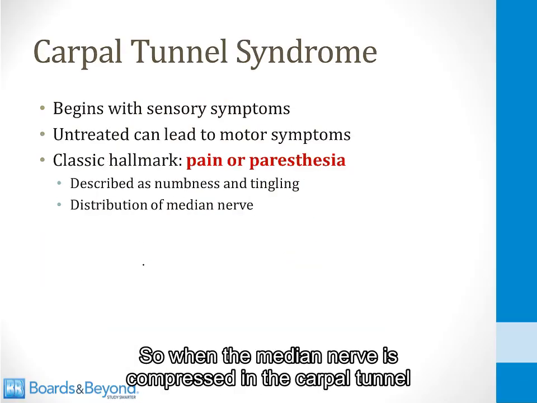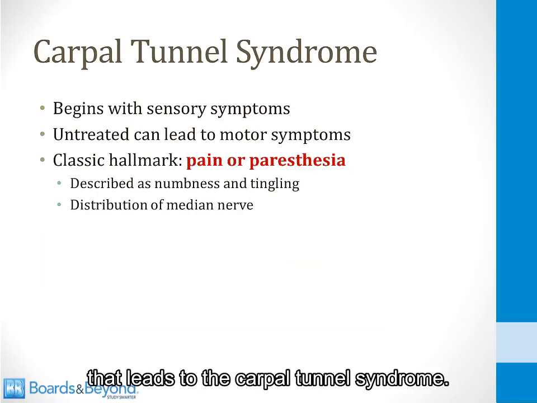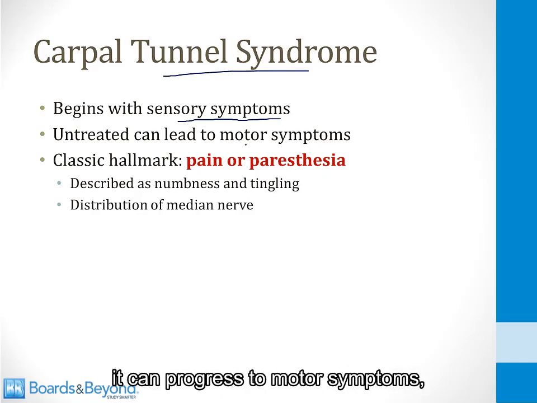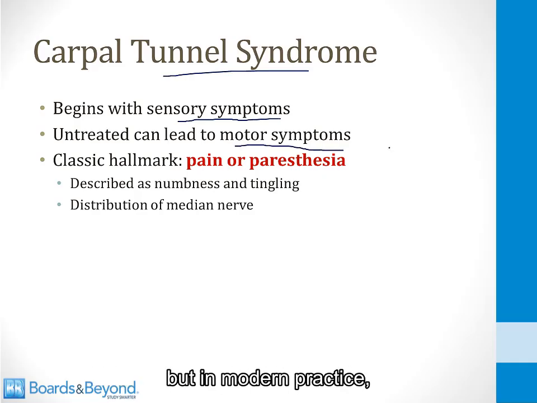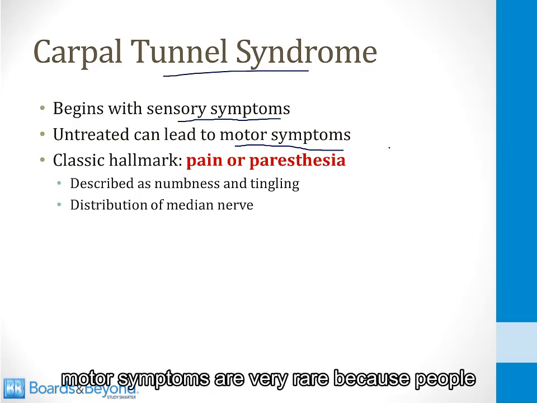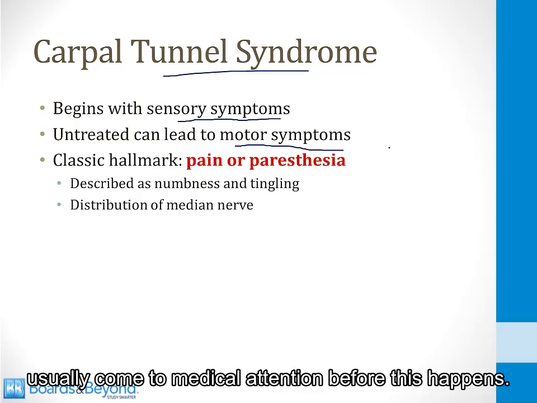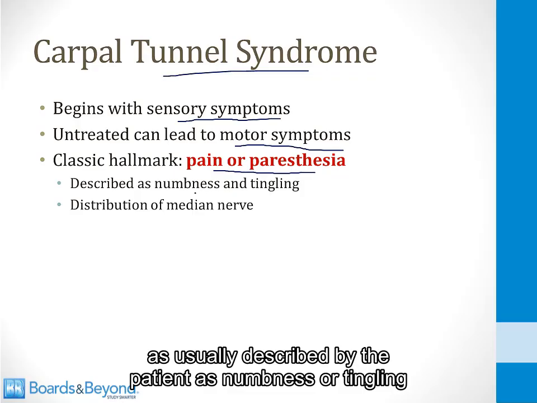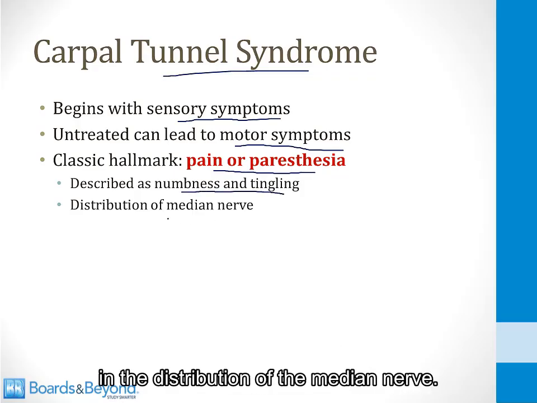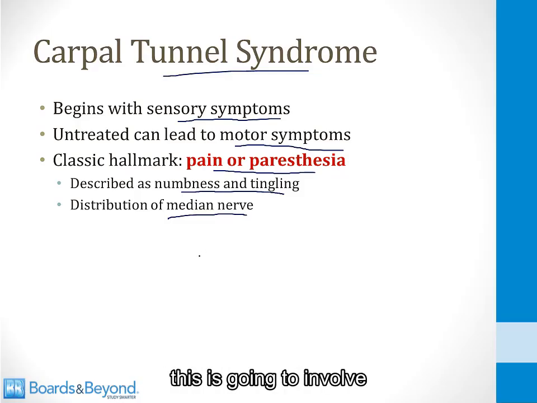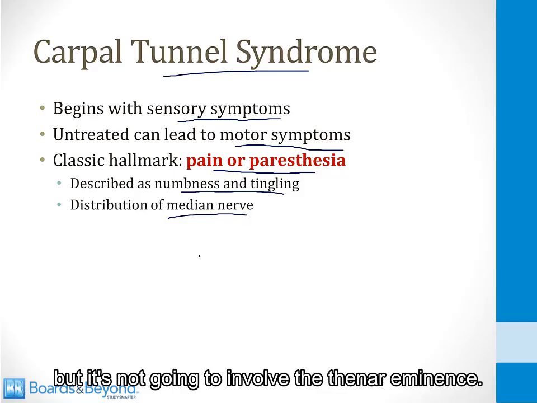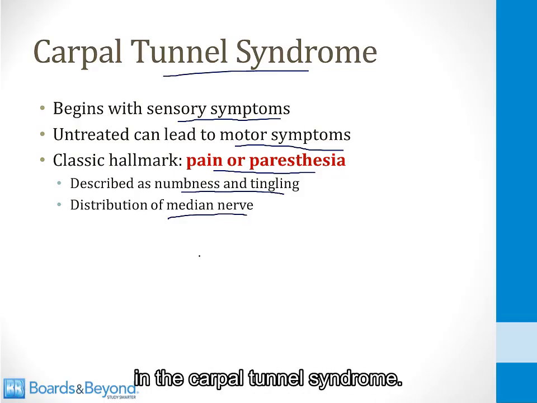So when the median nerve is compressed in the carpal tunnel, that leads to carpal tunnel syndrome. This usually begins with sensory symptoms. If it's untreated for a long period of time, it can progress to motor symptoms, but in modern practice, motor symptoms are very rare because people usually come to medical attention before this happens. The classic hallmark is pain or paresthesia, usually described by the patient as numbness or tingling in the distribution of the median nerve. So remember, this is going to involve the lateral fingers near the thumb, but it's not going to involve the thenar eminence. Those are the classic findings in carpal tunnel syndrome.